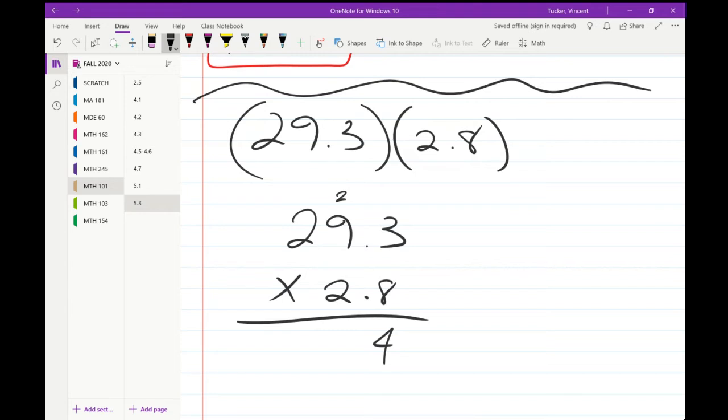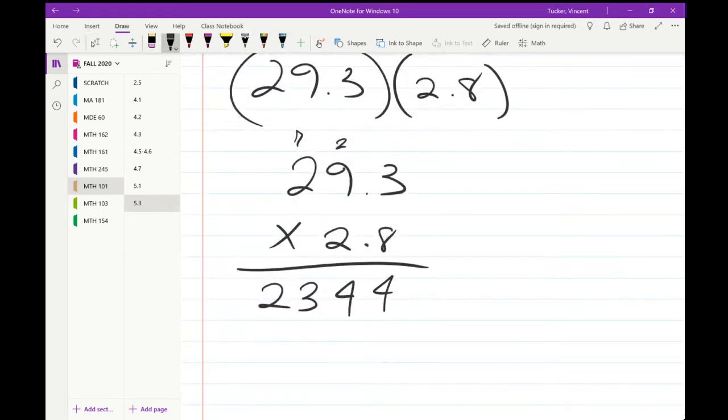So we got 8 times 3, which is 24. Drop your 4 down, carry a 2. 8 times 9, which is 72, plus 2, that'll be 74, carry a 7. 8 times 2 is 16, plus 7 is 23. Now we have this 2 that's in the next place value, so you put a 0 here to represent that. Your 8 was in the ones place, the 2 is in the tens place, so that's why we add a 0 there.